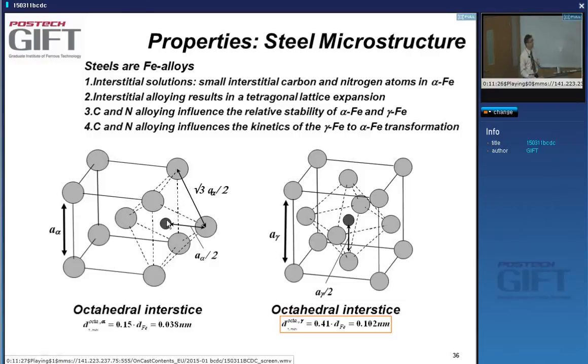Okay. Another thing, just for your information: how do we know that the carbon is sitting in these particular octahedral interstices? We know this from other materials science experiments that have been done in the past decades. And so we know where the carbon sits, because there are many other interstices in the lattice, but that's where they like to sit.